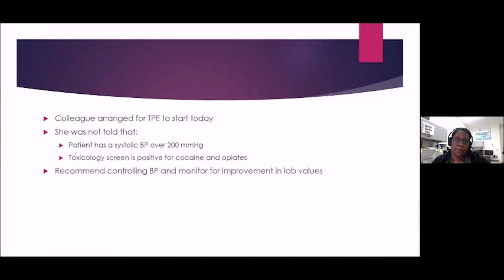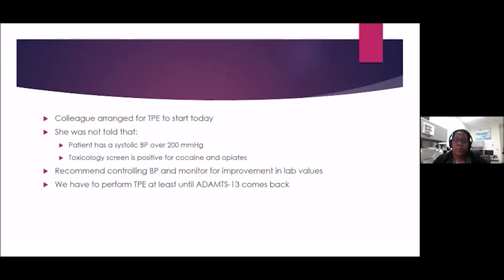So what I would do is recommend controlling the BP and monitor for improvement in lab values. This patient is a little bit of everything. She has malignant hypertension, and she also has cocaine and opiates in her system, which, as you saw in the previous case, can cause thrombotic microangiopathy.